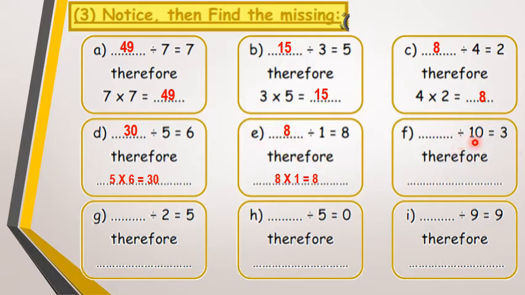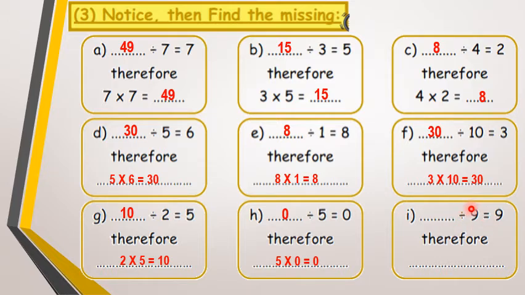So what divided by 10 gives you 3? Therefore, if I multiply these two factors, it will give you the number here. So I will multiply 3 by 10 equals 30. So the number will be 30. A number divided by 2 gives you 5. Therefore, if I multiply them together, it will give me 10. So the number will be 10. A number divided by 5 will give you 0. Of course, this number is 0, because if you multiply it by 0 or divide it by 0, it will give you the same answer.